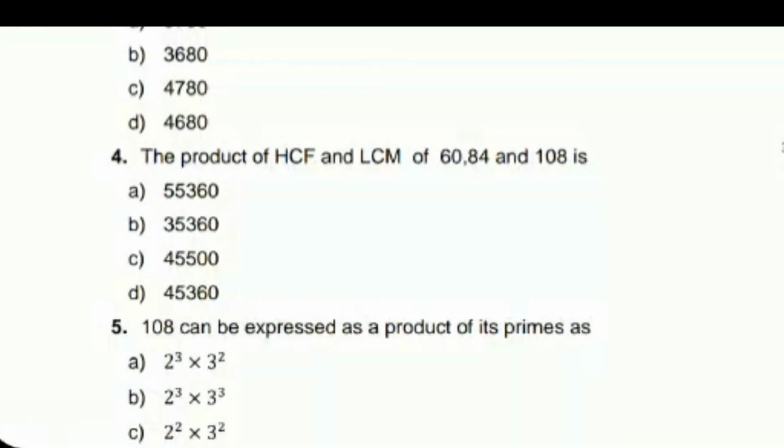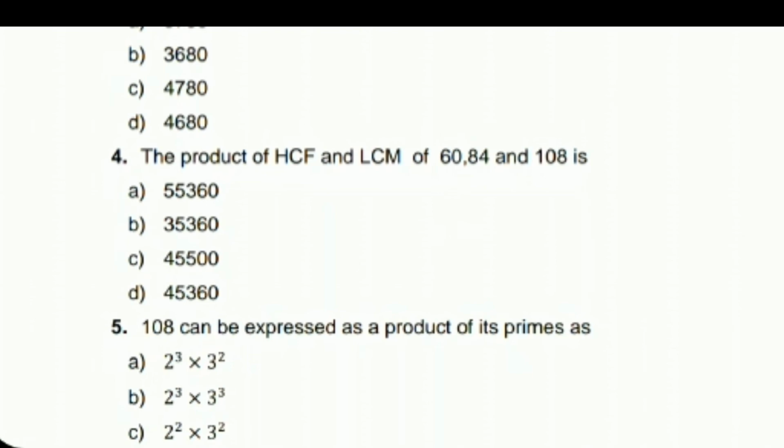Now the product of HCF and LCM of 60, 84 and 108. A common mistake which students can make over here is this: what you learned, that the product of HCF and LCM is equal to the product of the given numbers, is only true when you have two numbers. It's not true when you have more than two numbers. So don't make the silly mistake of multiplying all three numbers to get the product. It's better if you go by the direct method, that is, you take out the HCF first and the LCM, and then multiply them together.